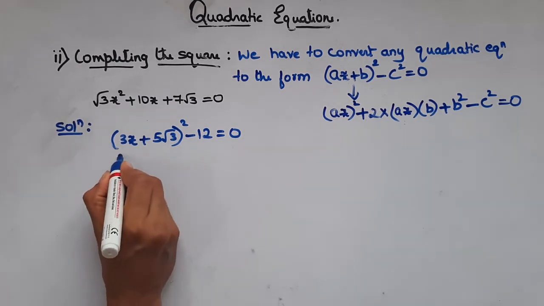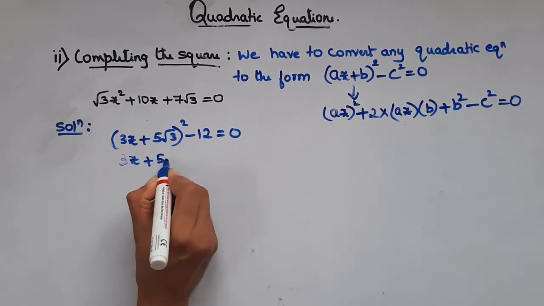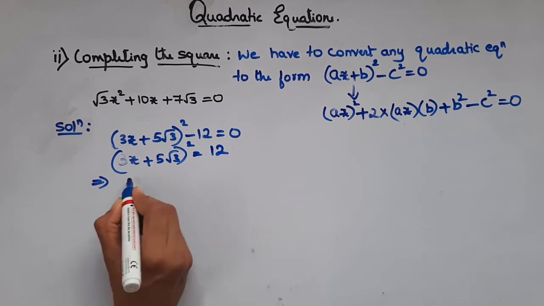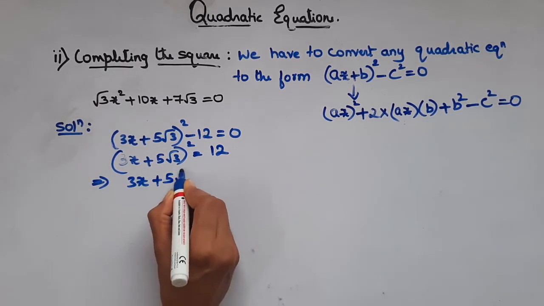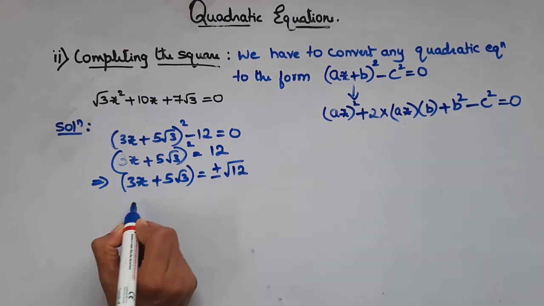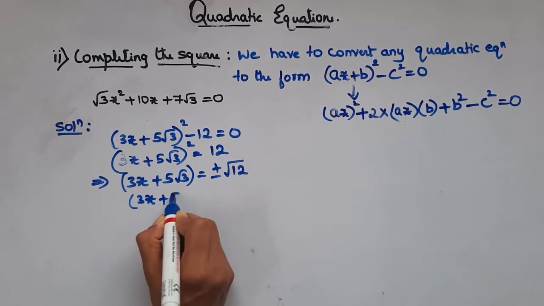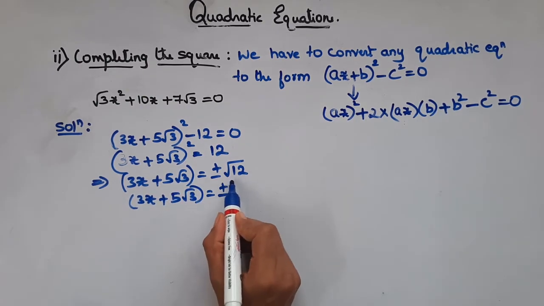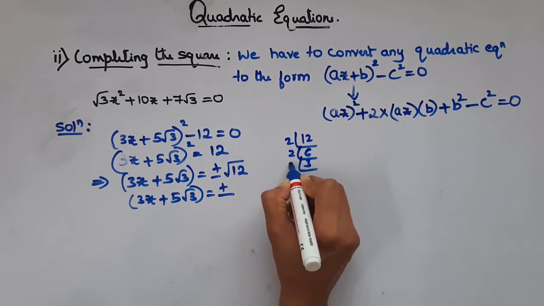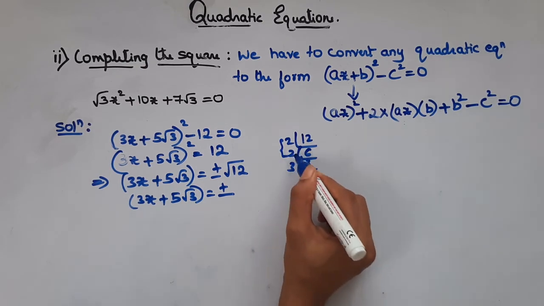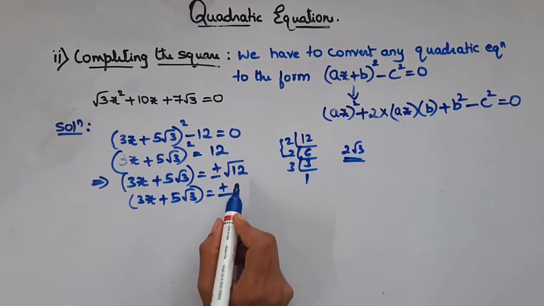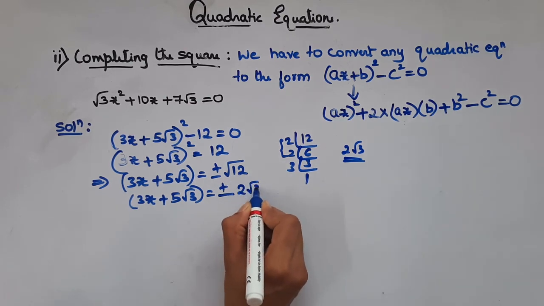We will simplify this further. We have 3x plus 5 root 3 the whole square is equal to plus 12, right? Which implies 3x plus 5 root 3 is equal to plus or minus root 12. So now how to write root 12? Root 12 can be written as 12. So 2 6s are 12, 2 3s are 6, 3 1s are 3, right? So make a group of 2 with same factors. So we have 2, so 2 root 3. So root 12 can be written as 2 root 3.